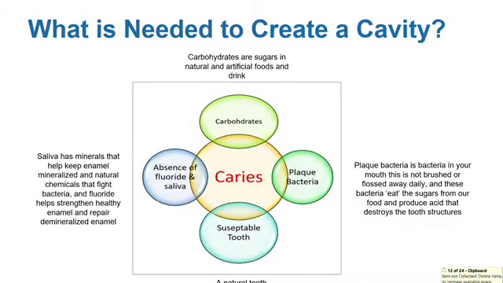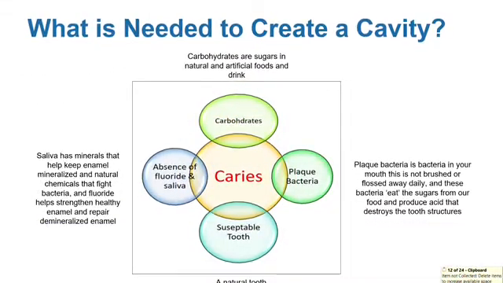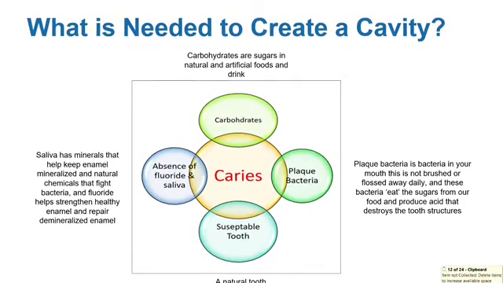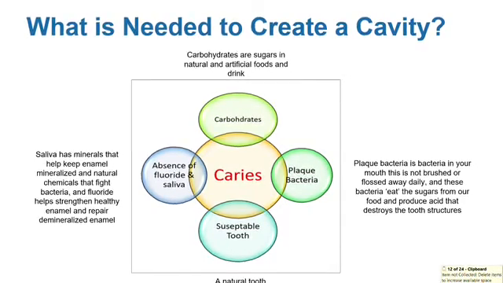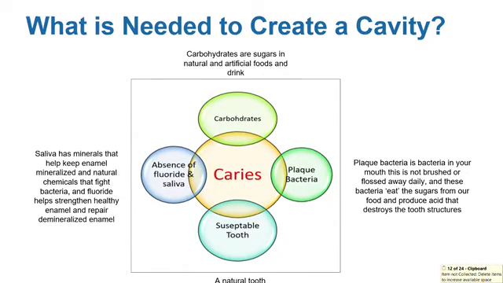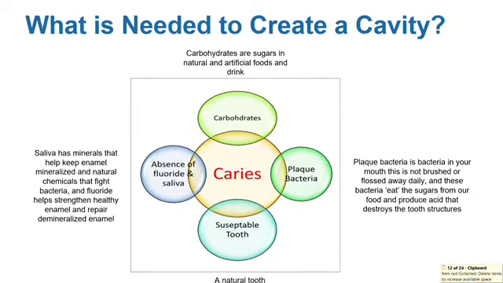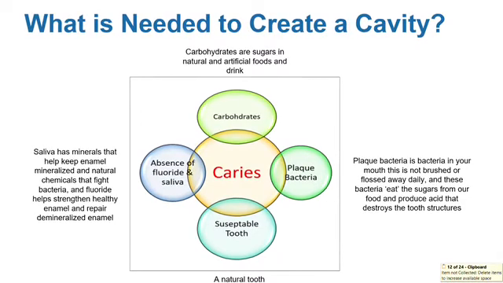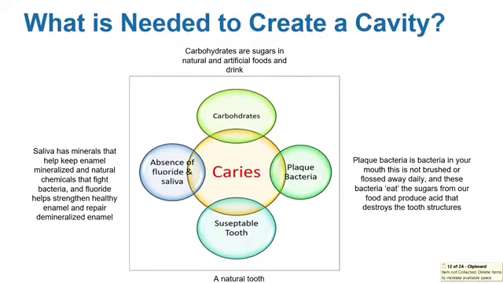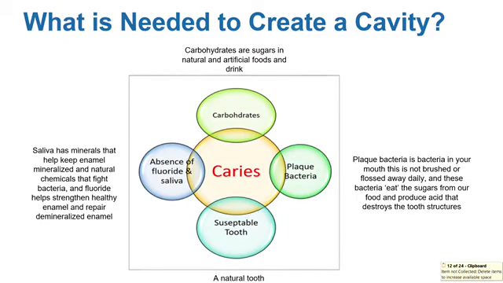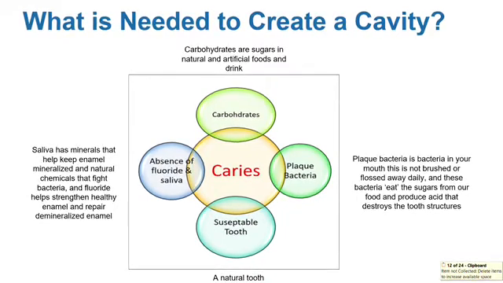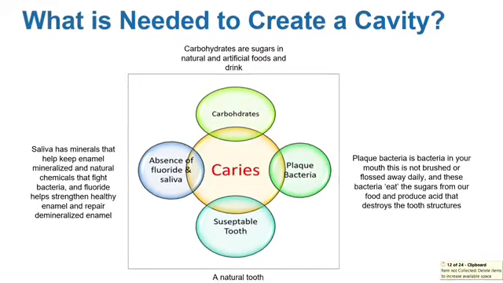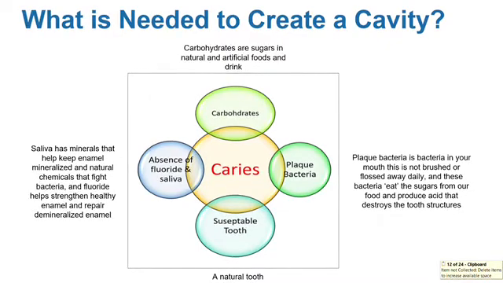The damage to the tooth structure or the demineralization that I've been talking about is also called a cavity. So what is needed to create a cavity? The first, you obviously need a natural tooth for a cavity to form. Cavities do not form on fillings or crowns, but they can definitely form around these restorations on the natural tooth structure, but they can never form on the actual restoration.